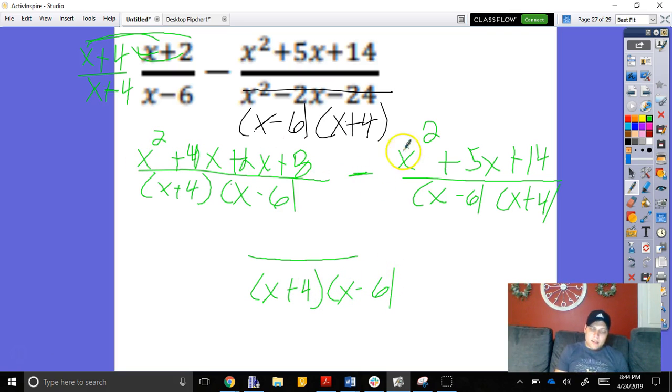So, x squared minus x squared. Those cancel each other out. 4x plus 2x, that's 6x. 6x minus 5x, that's just x. 8 minus 14, that is minus 6. Now what do you notice? Well, the numerator has a factor that the denominator has, so I can cancel it out. So then what am I left with? I am left with 1 over x plus 4.